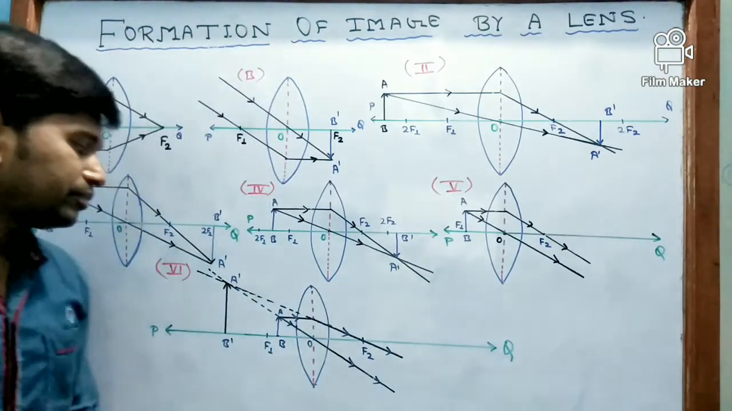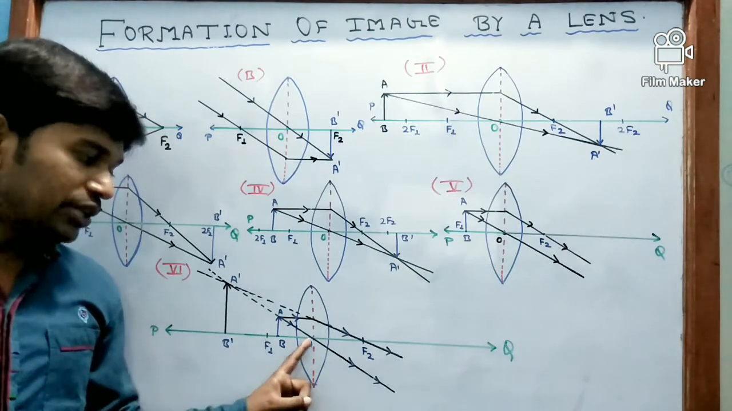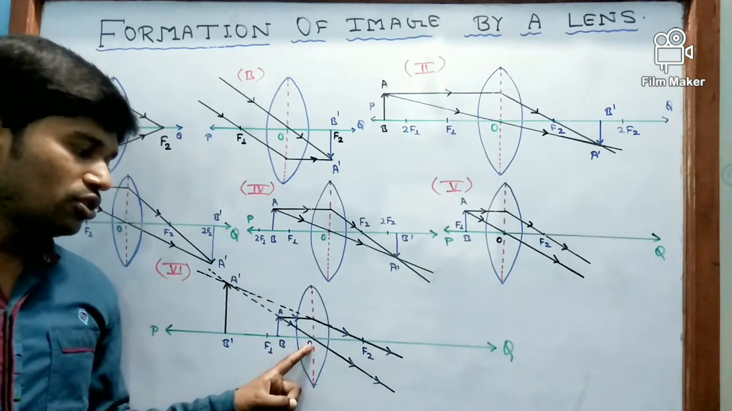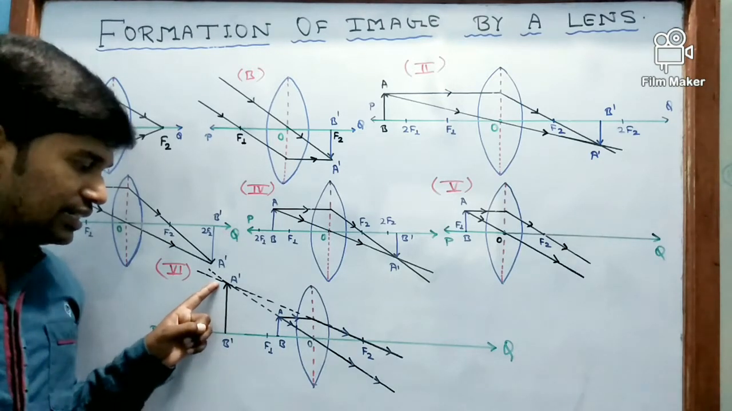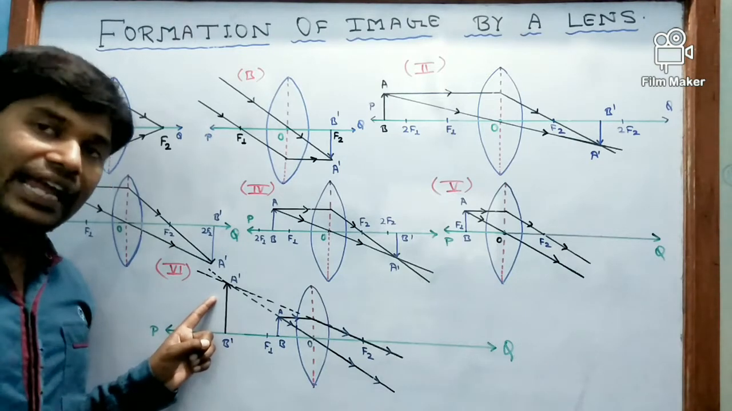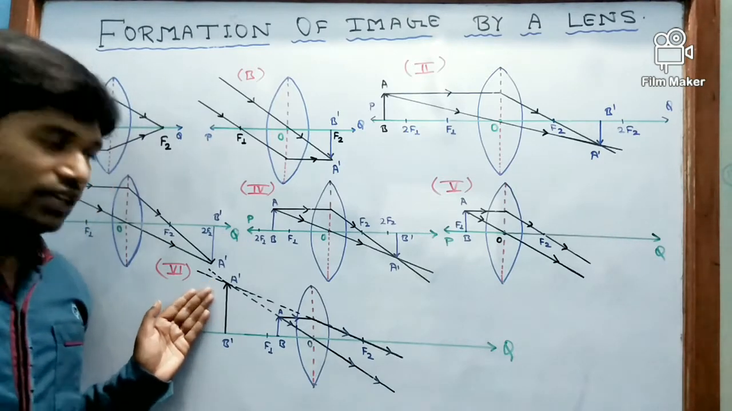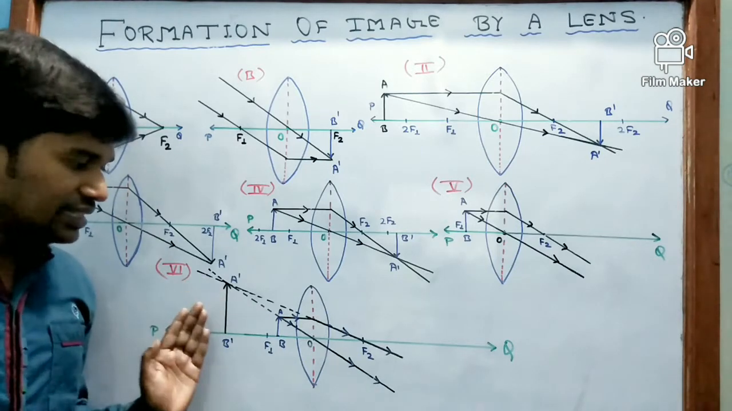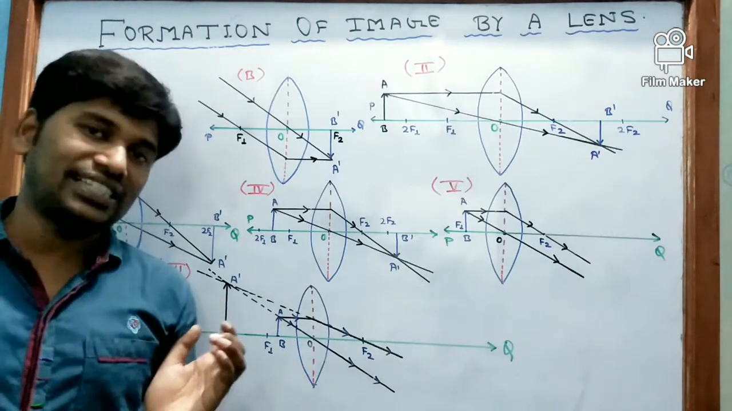The last case, when the object is placed between focus and optical center, the image is formed on the same side, and this image is virtual and erect, which is known as an upright image. This image is highly magnified. In this manner, the lens is used in magnifying glasses.